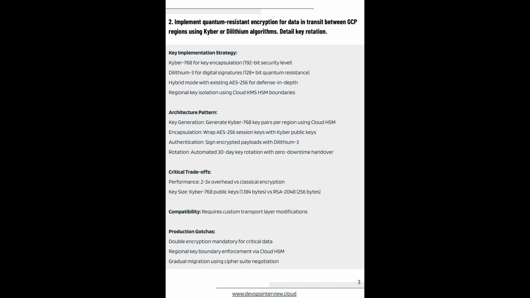Makes sense. What about the communication itself, the transport layer? You mentioned TLS earlier. Are modifications needed there? How does that work? Yes, absolutely. Transport layer modifications are essential. The primary approach is using custom TLS extensions. We implement what are called hybrid cipher suites. These suites explicitly support both classical algorithms like ECDH and post-quantum ones like Kyber within the same connection.